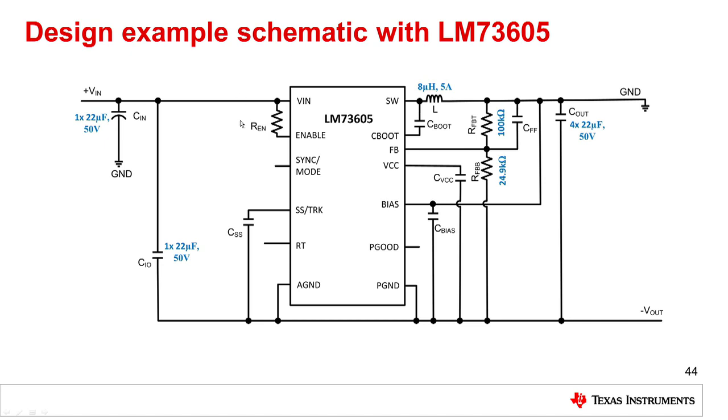LM73605 configured as a buck boost. The ground and all the other system grounds here now become minus VOUT. What used to be the output of the buck is the system ground, and our input stays the same between here and the system ground. 8 microhenry inductor, feedback divider, output capacitor, input-output cap, and the main actual input capacitor. Of course, like any regulator, you still need the CVCC, the C-bias, and the C-boot as you would for any buck regulator.